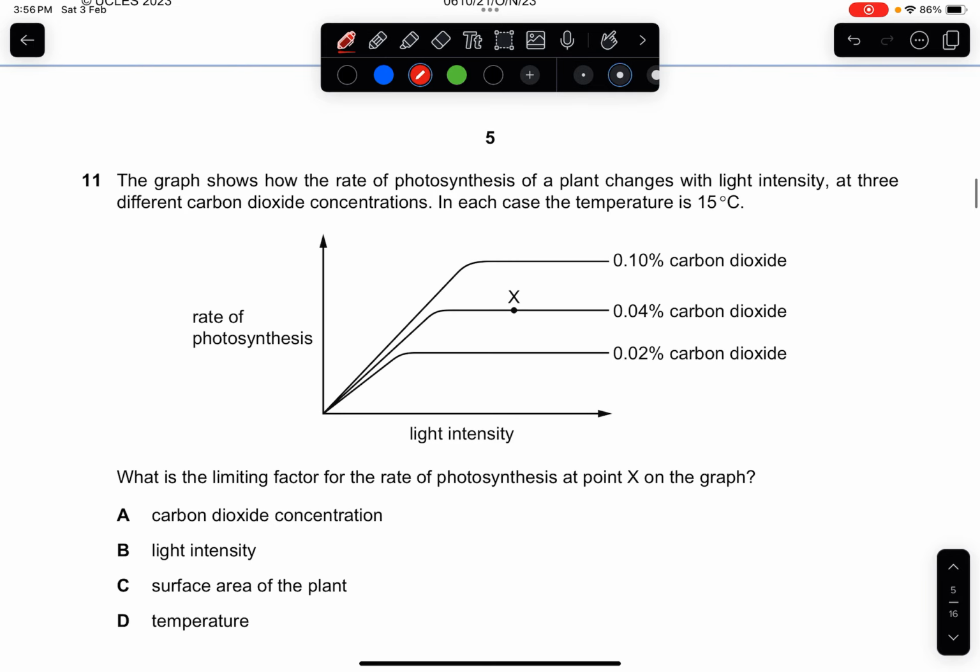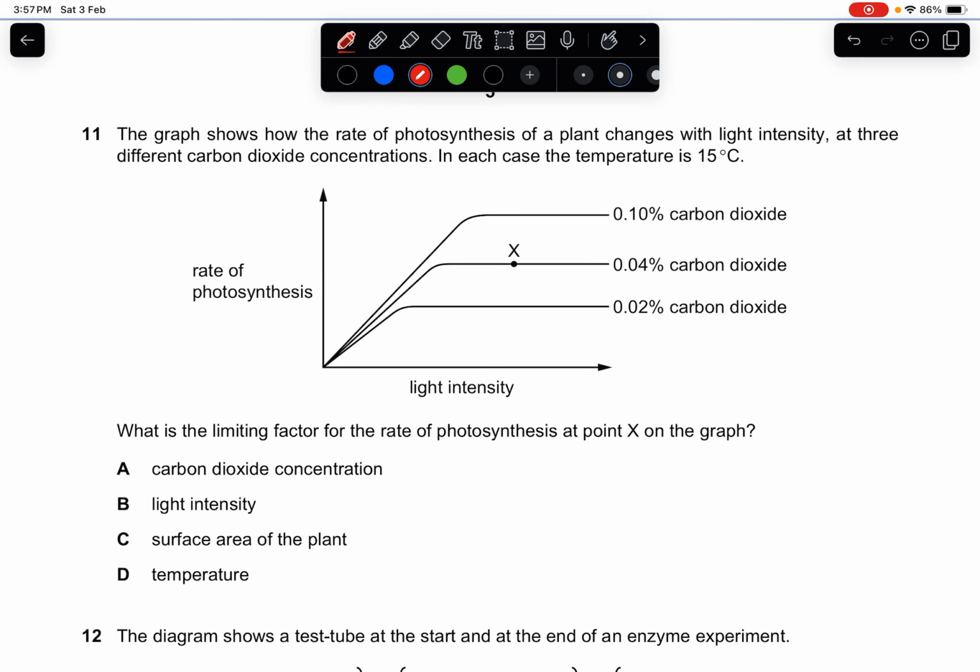Question 11. The graph shows how the rate of photosynthesis of a plant changes with light intensity at 3 different carbon dioxide concentrations. In each case, the temperature is 15 degrees. What is the limiting factor for the rate of photosynthesis at point X on the graph? Okay. We know light intensity is the x-axis. This is the key limiting factor that happens here. But what changes the graph to have a difference is the carbon dioxide concentration.